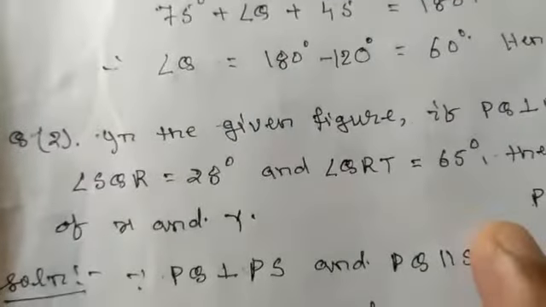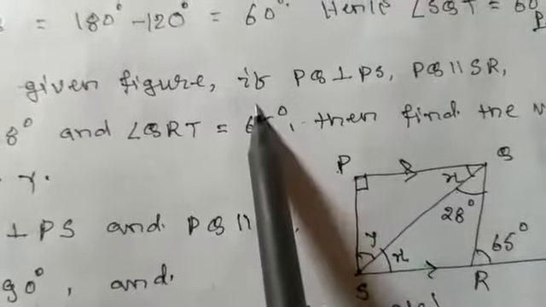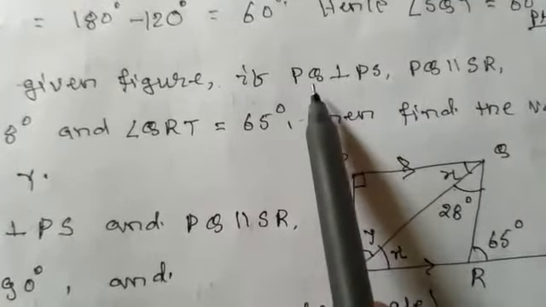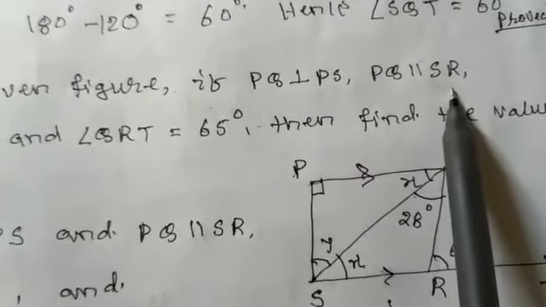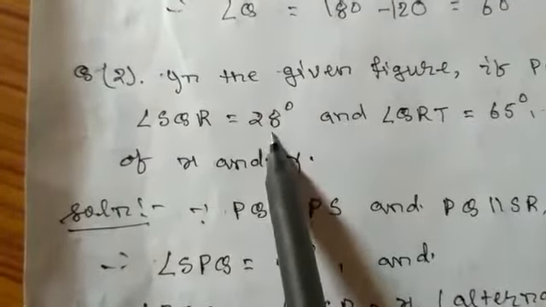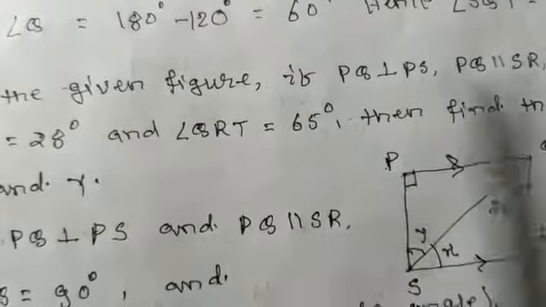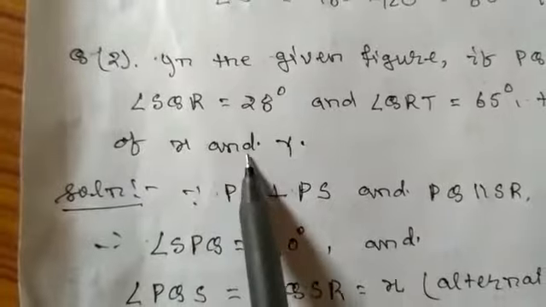Now let's see the second question. In the second question we have, in the given figure, if PQ is perpendicular to PS, this is the symbol for perpendicular, so PQ perpendicular to PS and PQ parallel to SR, and angle SQR is 28 degrees and angle QRT is also 65 degrees. Then we need to find the values of X and Y.